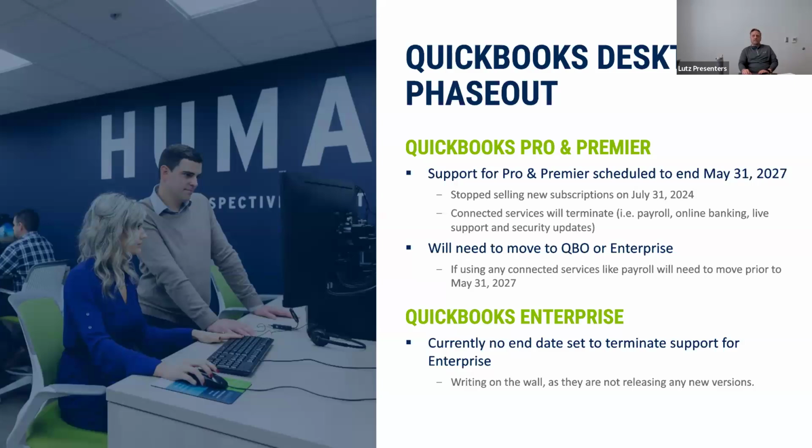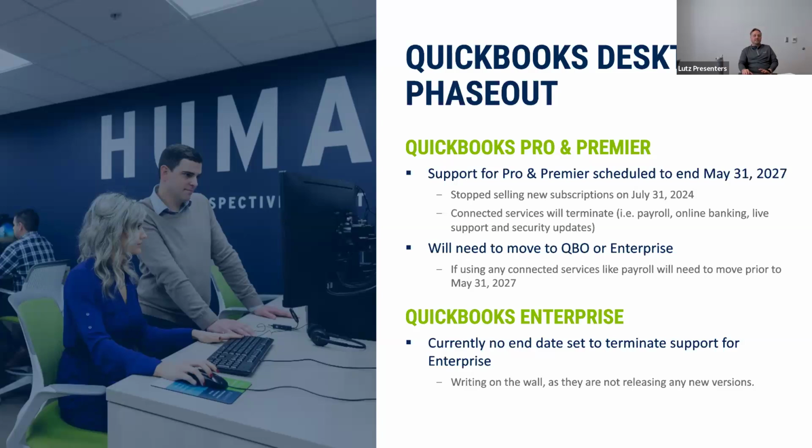Fast forward to July 31st of 2024, they stopped selling the subscriptions of the Pro and Premier, and now that's on their same 3-year sunset where they're going to stop supporting the Pro and Premier versions at the end of May of 2027. So what that means is at the end of May of 2027, no connected services like payroll, online banking, live support, or security updates. None of that stuff will work anymore.